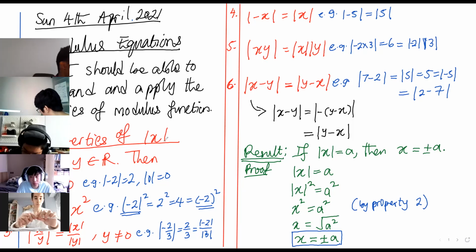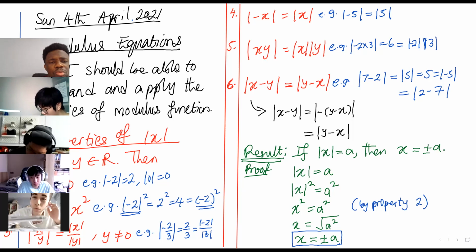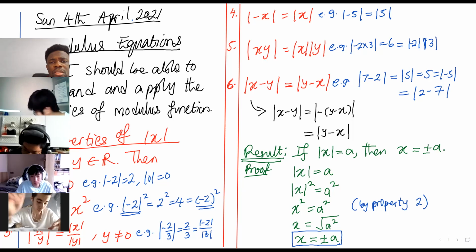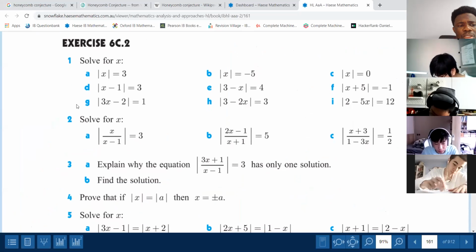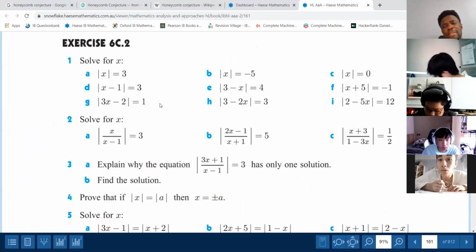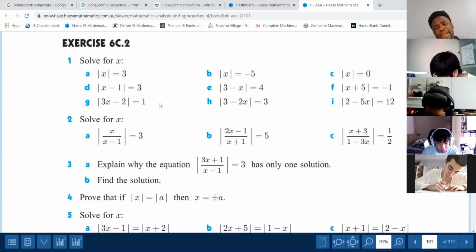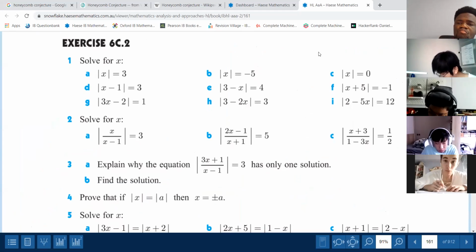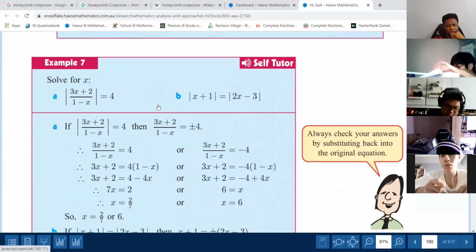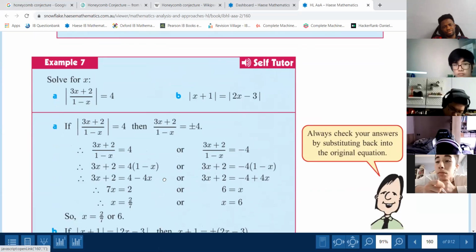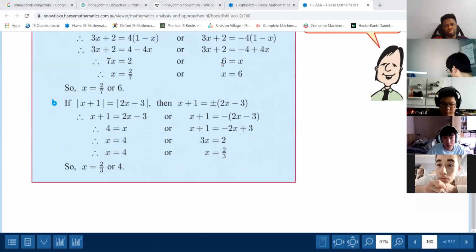Can anyone try 2A? Let me share with you what 2A looks like. Let's look at the screen and see your 2A. Try 2A, please. Another example. Now, look at this example. Can I have everyone's attention?